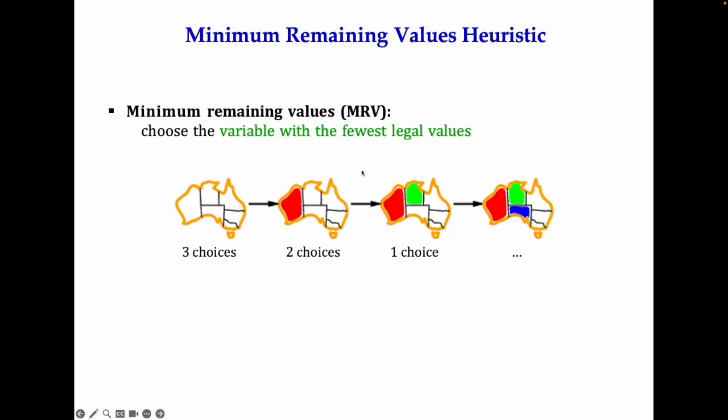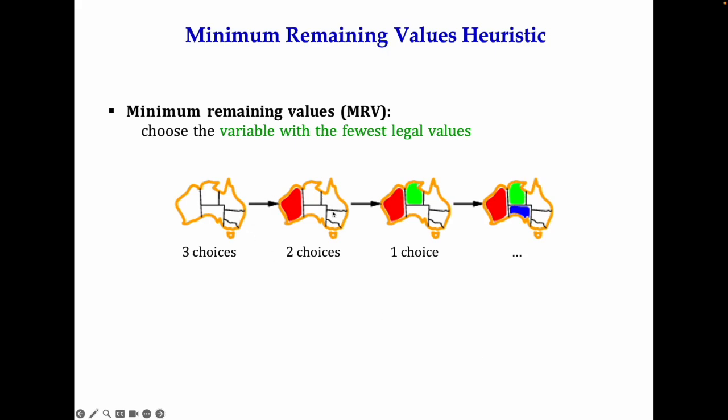So for example, in answering the first question, which variable to choose next, we said that we go with, for example, minimum remaining value. That is, you choose a region that has the fewest colors left. So for example, if you have 2 regions, one of them is left with 2 colors, one with only one color, you choose the one that has only one color left.